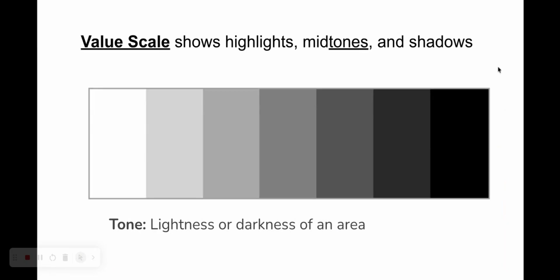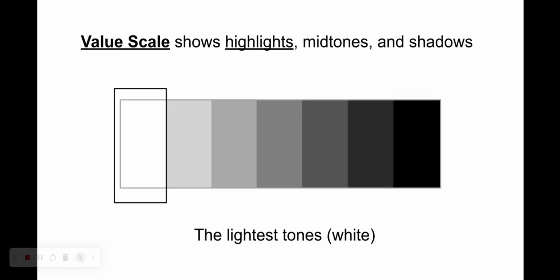So we are familiar now with a value scale. This shows the highlights, midtones, and shadows of one color. And if you're like, Miss J, what's a tone? Tone is the lightness or darkness of an area. Sounds really similar to value. These are just words that we use when we're talking about the use of value.